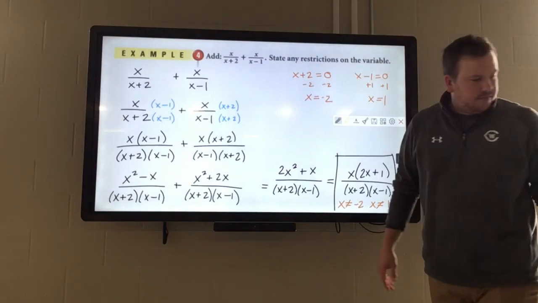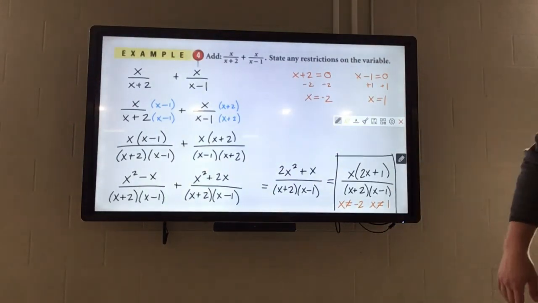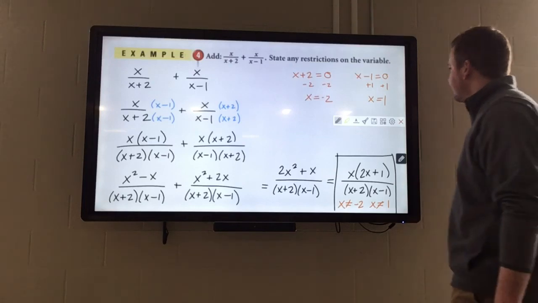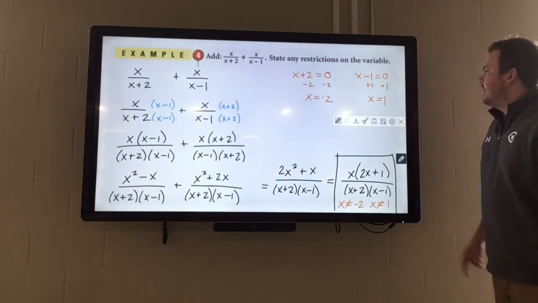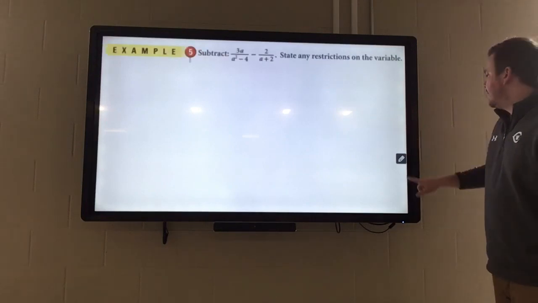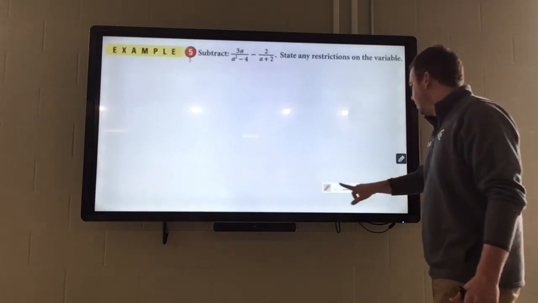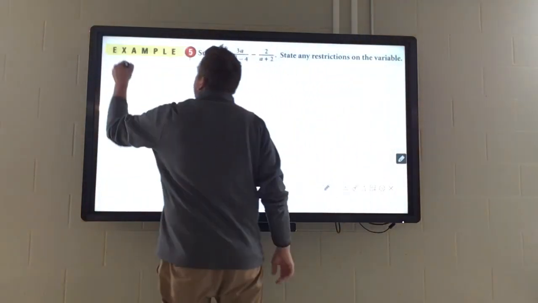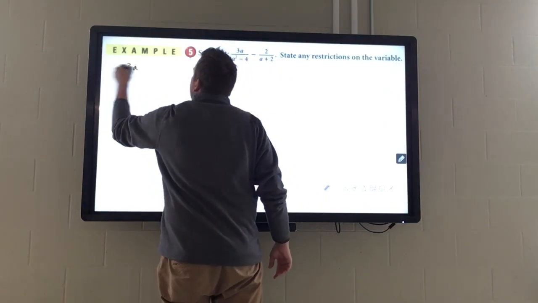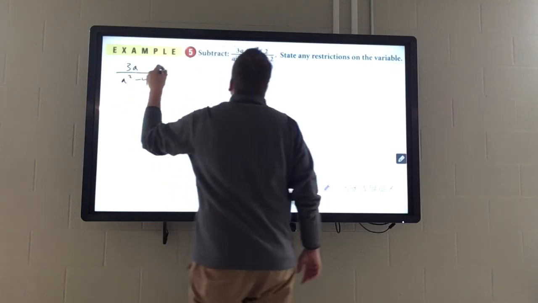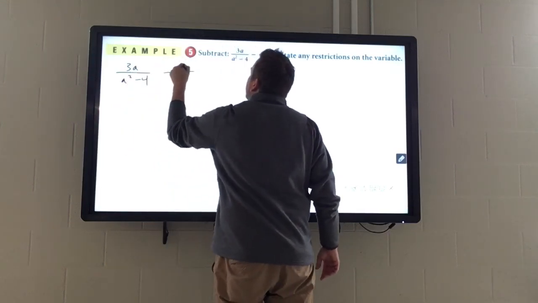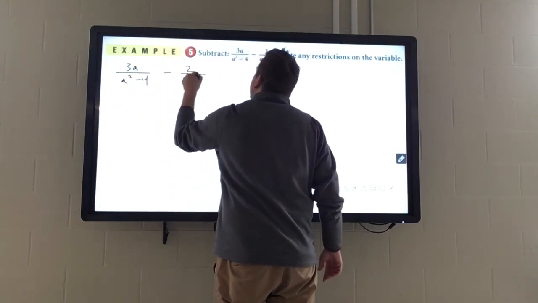One more example. Let's look at a subtraction problem. Very similar process. All right. And here's our last one. 3a over a squared minus 4 minus 2 over a plus 2.